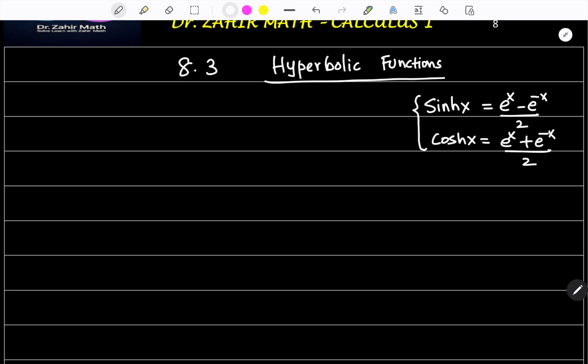All these things are the background, but there's no need to remember this one. I'm just telling you that sine theta is totally different from sine hyperbolic theta, and cosine theta is totally different from cosine hyperbolic. Now we are going to study the derivatives.